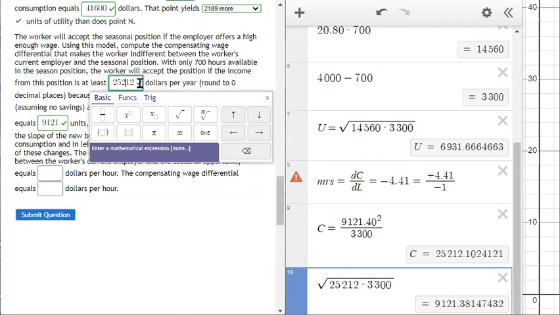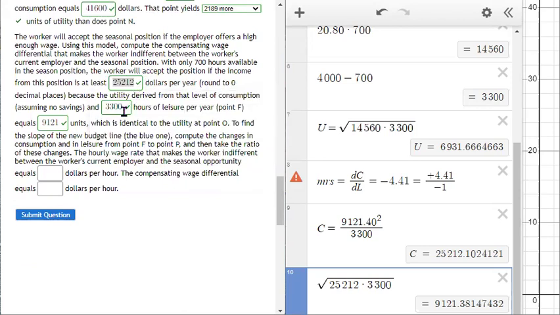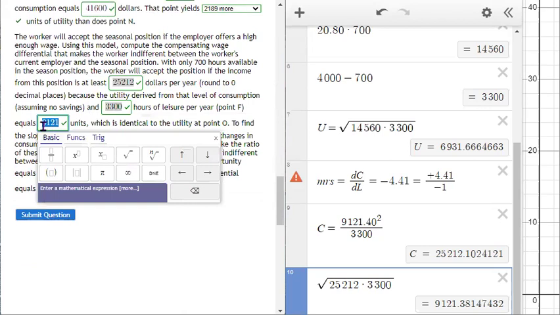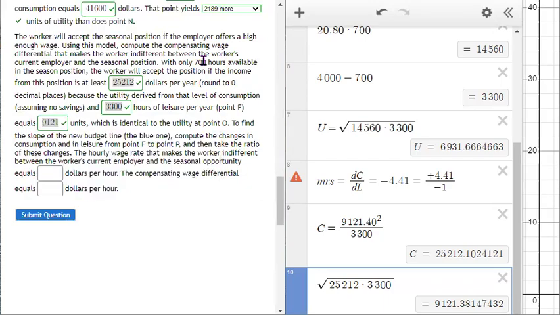So with this level of consumption and that level of leisure, utility is the same as it was at point O, which makes them indifferent between working 2,000 hours a year in a full-time position versus 700 hours in a seasonal position.